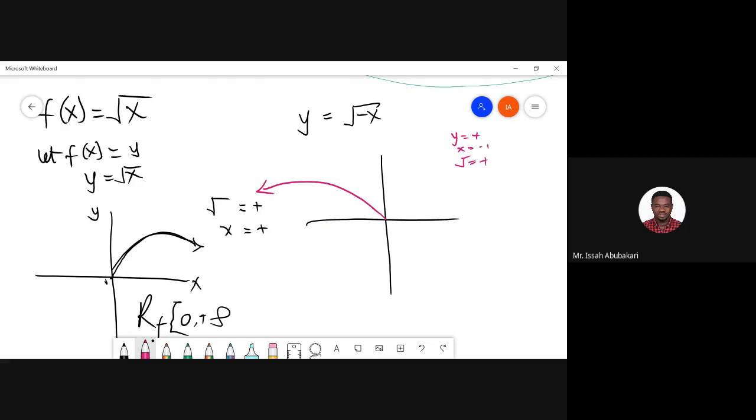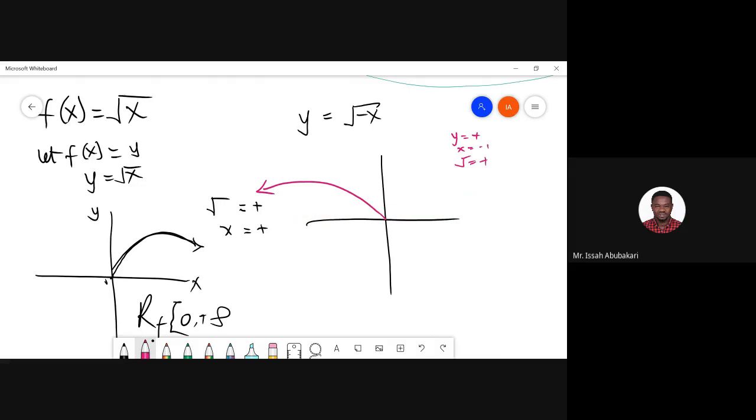Because x is negative, it will go this way. And anytime the square root is positive, it will be up here. When the square root is positive, it will be up there, okay? And when x is negative, it comes this way. When x is positive, it goes this way. And when the square root is negative, it comes downwards. All right, now let's try to plot this.